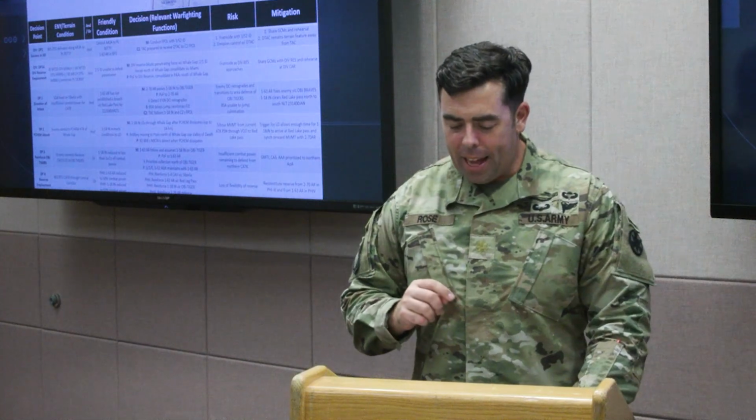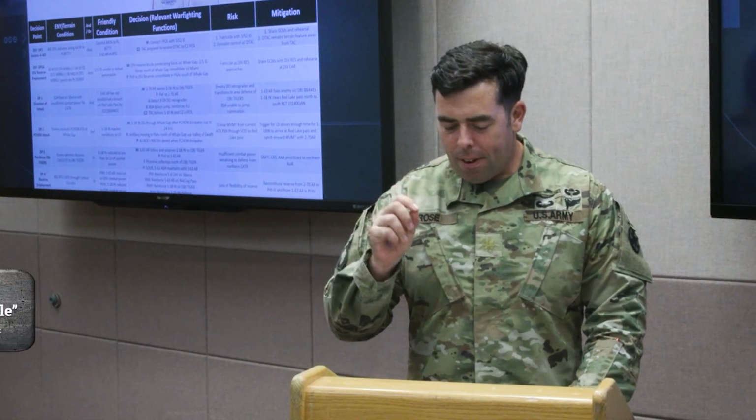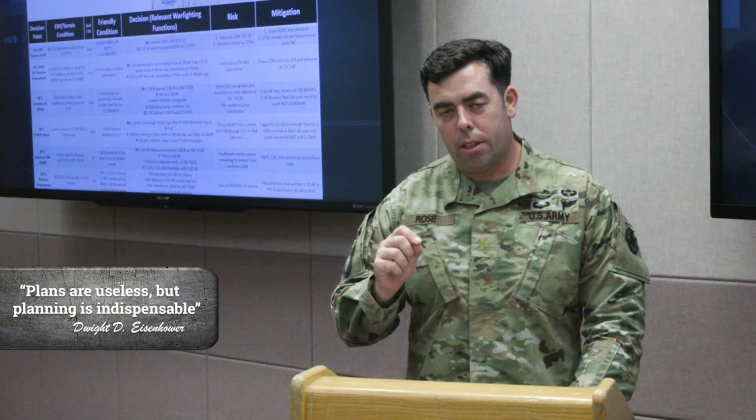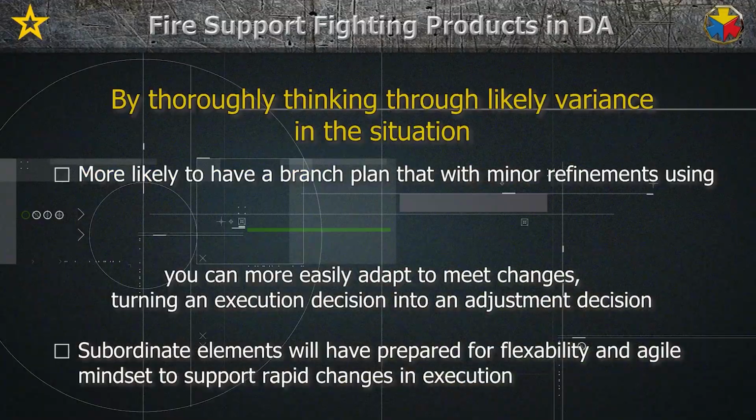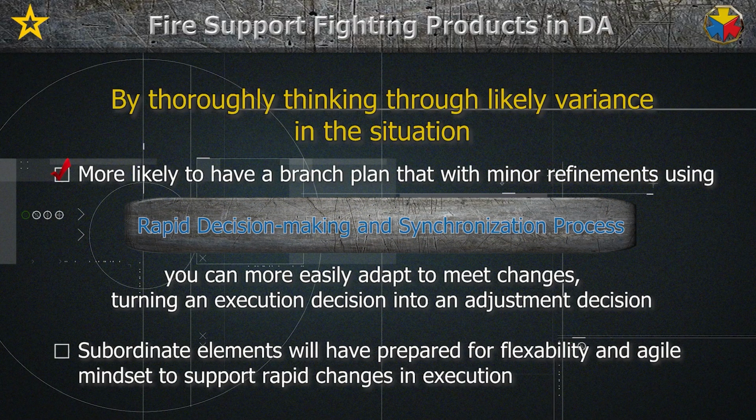You can never predict the outcome of a fight, but as General Eisenhower said, plans are useless, but planning is indispensable. By fully thinking through likely variants in the situation, you are more likely to have a branch plan that, with minor refinements using the rapid decision making and synchronization process, you can more easily adapt to meet changes, turning an execution decision into an adjustment decision. Also, your subordinate elements will have prepared for flexibility and have an agile mindset to support rapid changes in execution.